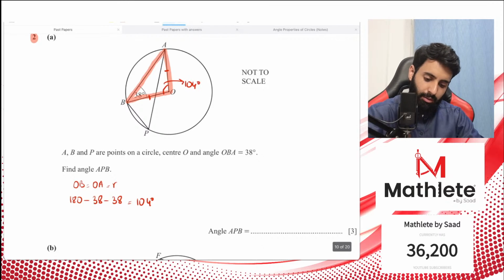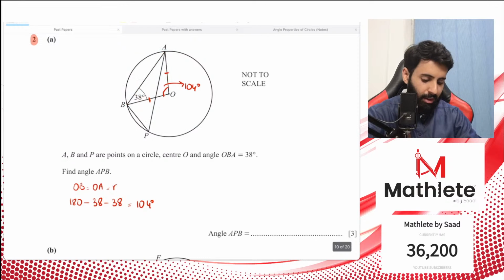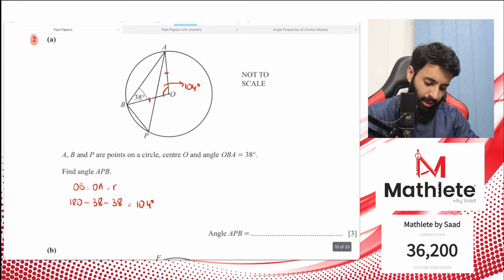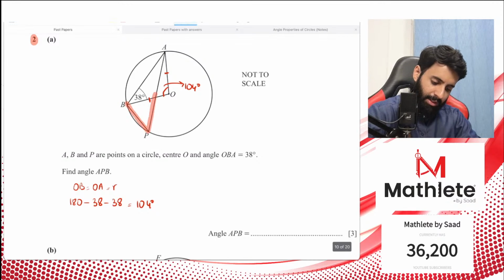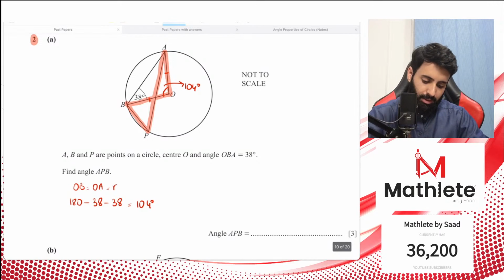Okay, now if you think about it, the angle that you want is the angle that's at the circumference. I can see someone's already given the answer. Vansh has already given the answer. So the angle that we want is actually the angle that's at the circumference. So what property connects these two angles? The angle at the center is twice the angle at the circumference.